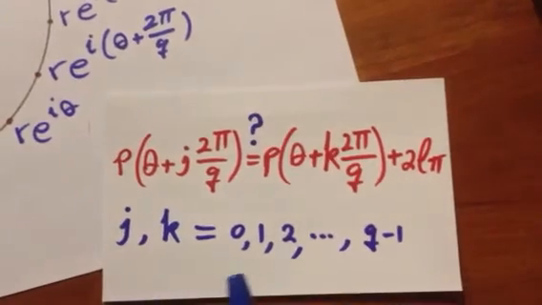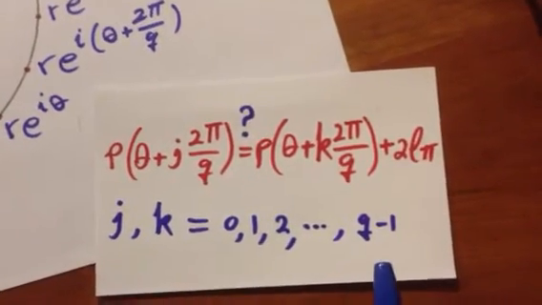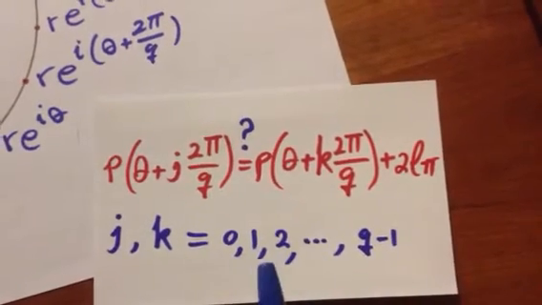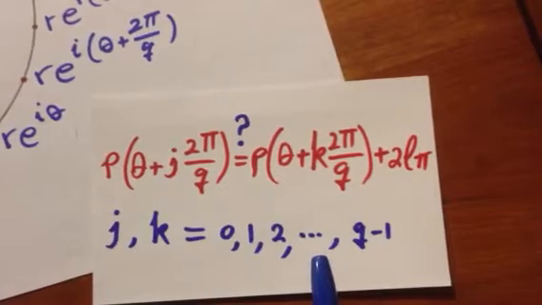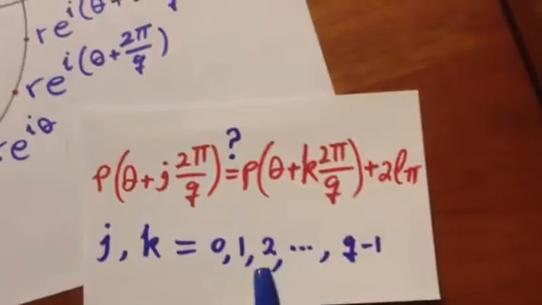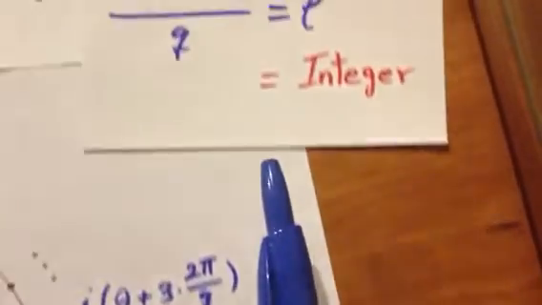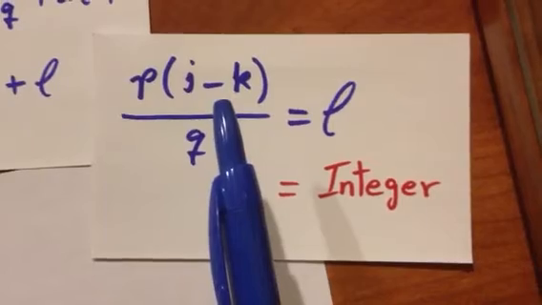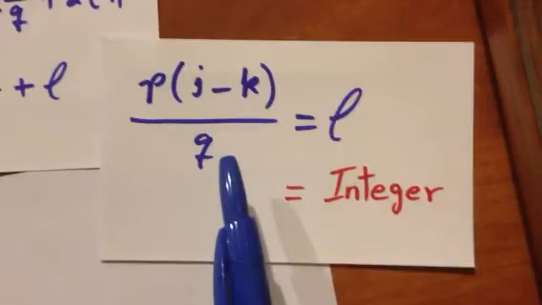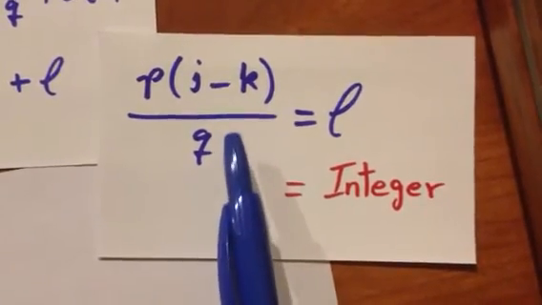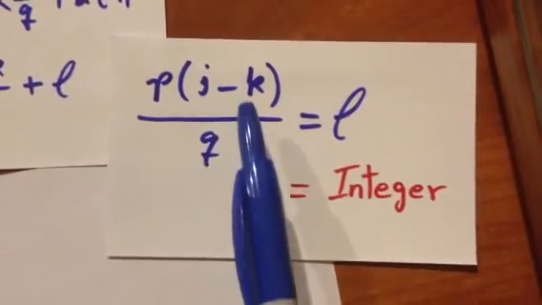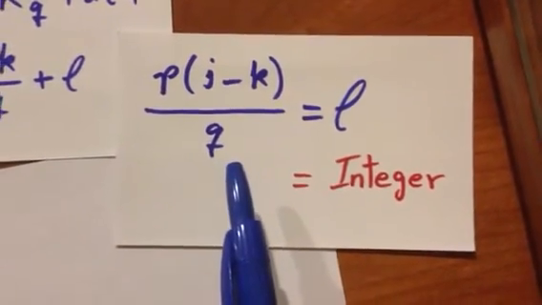j and k are from 0 to q minus 1. What do we get if we subtract two different values here? The difference in absolute value would be less than q. And how can a number with absolute value less than q be divisible by q? That's impossible, unless j and k are the same, which means this is 0. Every number divides 0. So there it is.